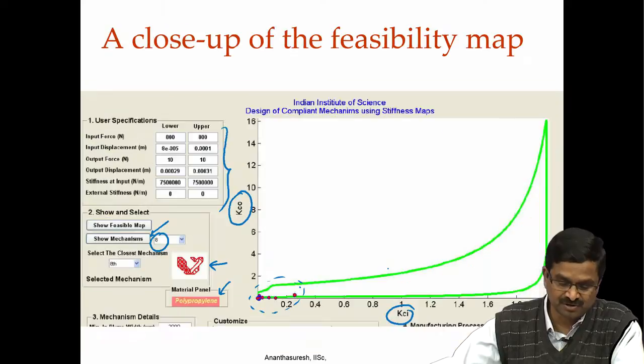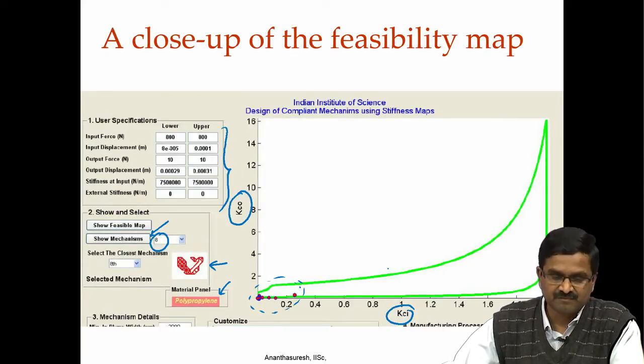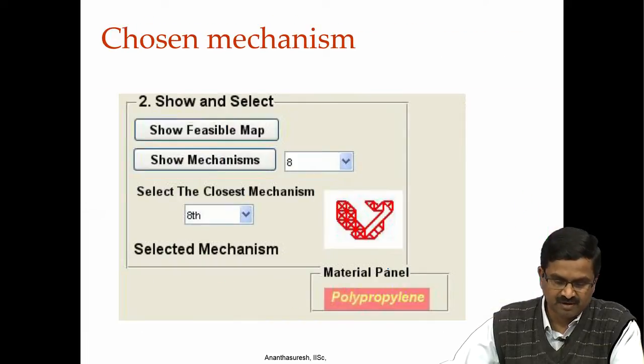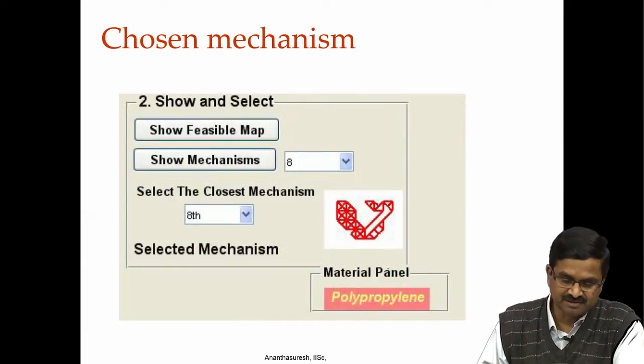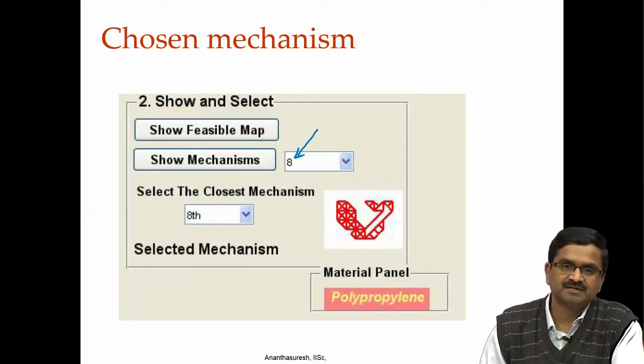We are looking at only a close up view of a part of the feasibility map window. Okay. So, now the selected mechanism you can say. So, as I said, we have 8 mechanisms we wanted to show.